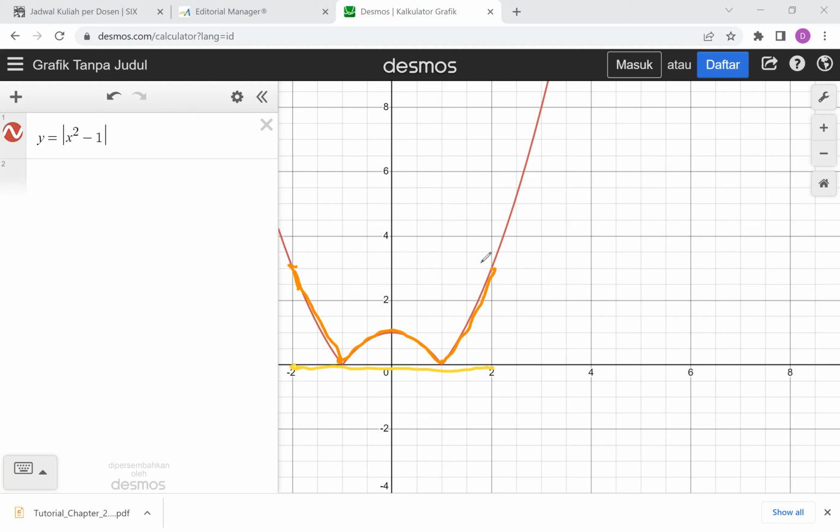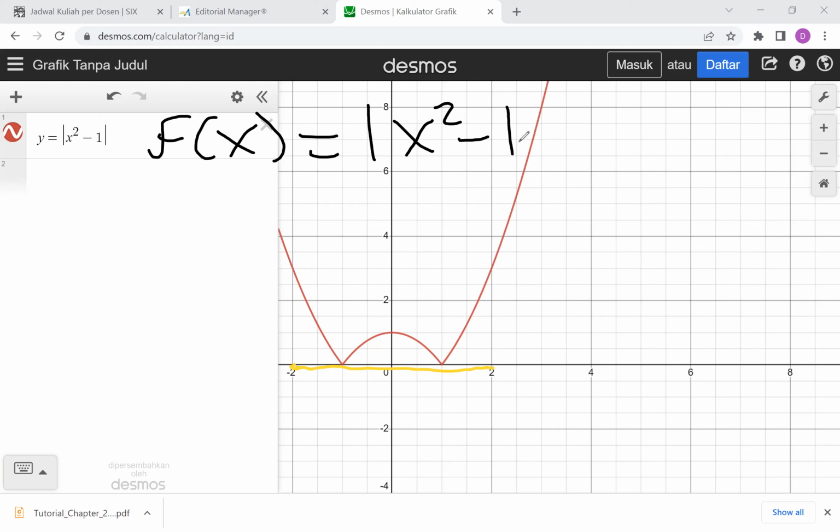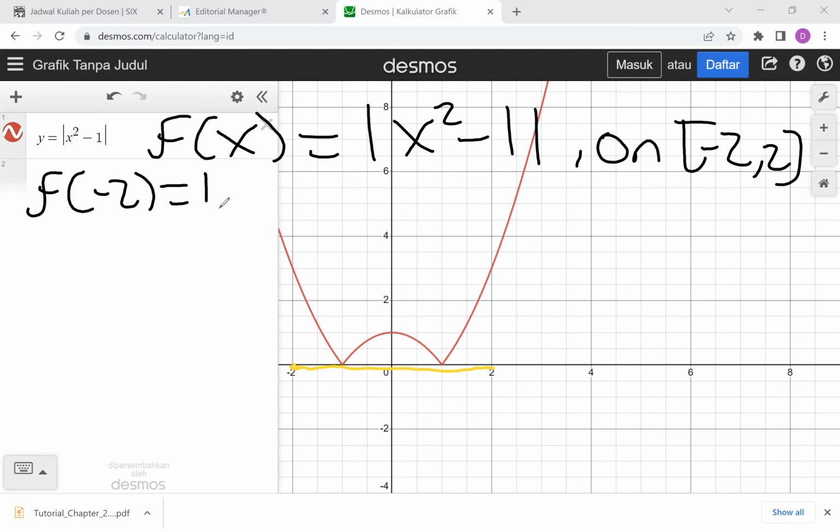You'll see that here. What is the first step? I will write f of x equals the absolute value of x squared minus 1, but now x is only on the interval [-2, 2]. So in this case, what is the first step? Calculate f(-2). f(-2) equals the absolute value of (-2) squared minus 1, so that will be 3, right? The same applies for f(2). f(2) is also equal to 3.